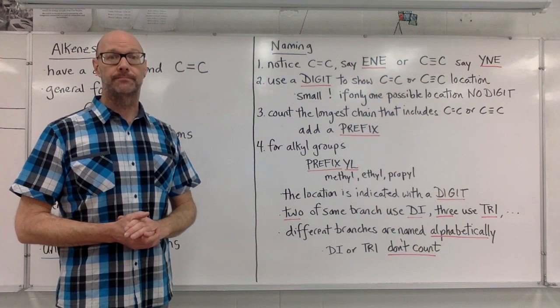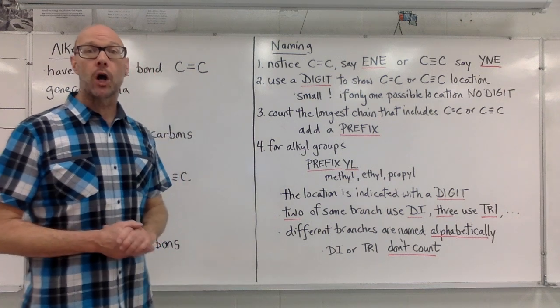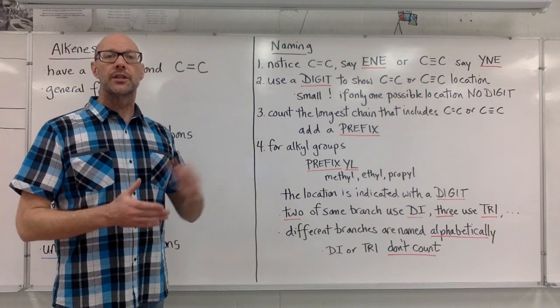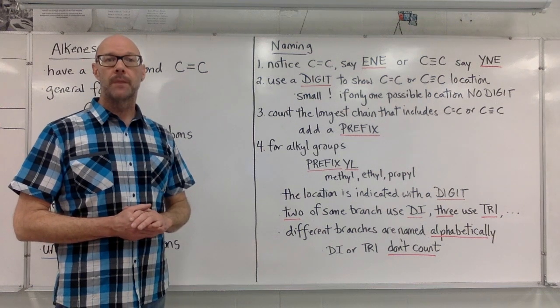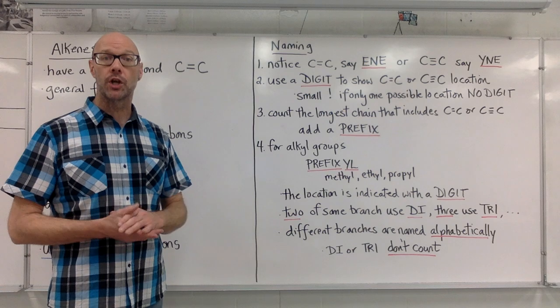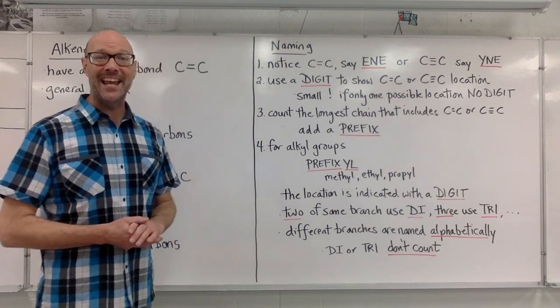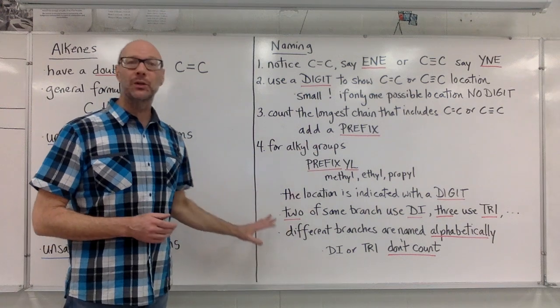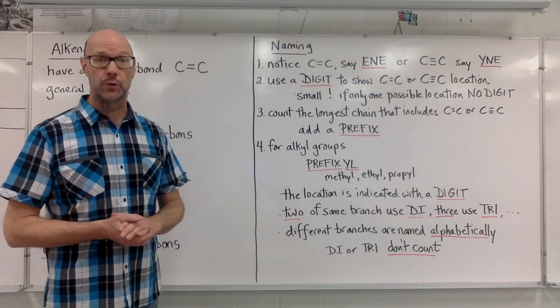use a digit. The third step is we're going to count the longest chain of carbons that includes the double or triple bond, and we'll add a prefix: meth, eth, prop, but, pent, hex, hept, oct, non, dec. Then, just like with alkanes, we're going to deal with alkyl groups, branches, in the same way as we're just starting to get used to.